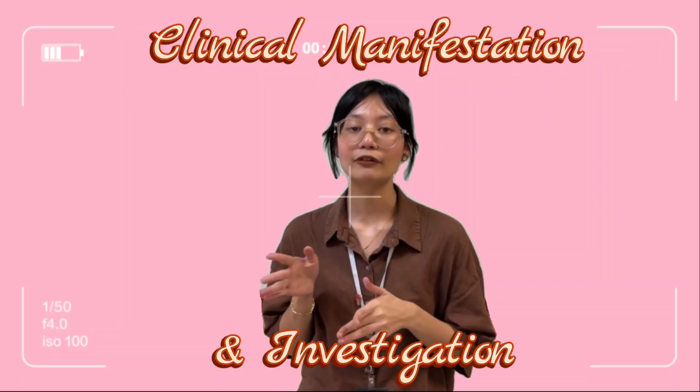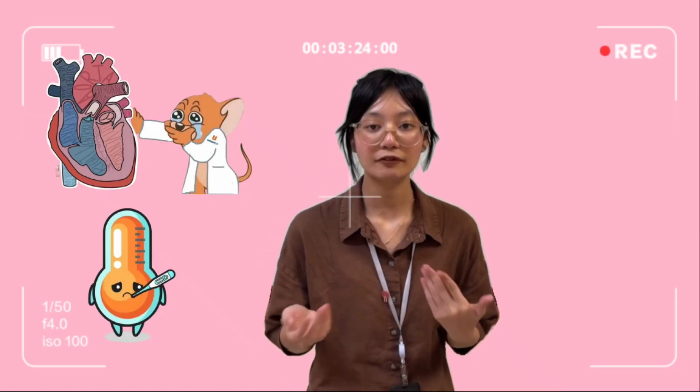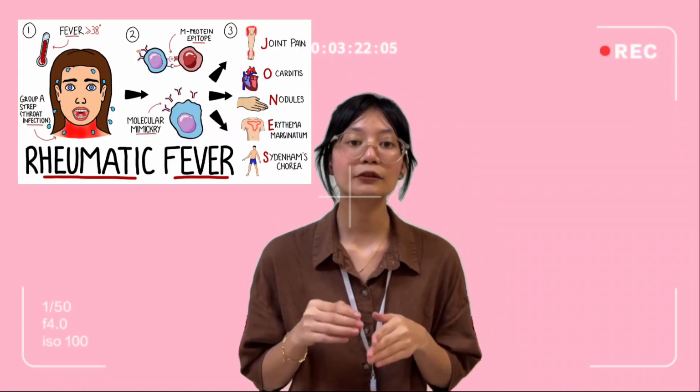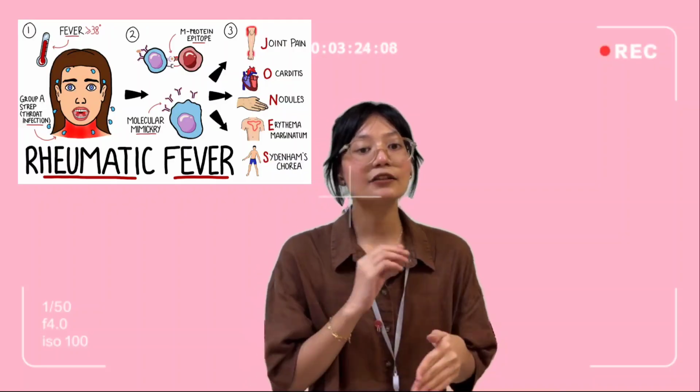Today I would like to present about the clinical manifestation and investigation of rheumatic heart disease, or RHD. Rheumatic heart disease is a condition where the heart valve becomes damaged after rheumatic fever. It usually happens when a throat infection caused by group A streptococcus bacteria is not treated properly. Now I will explain the clinical manifestation of rheumatic heart disease.